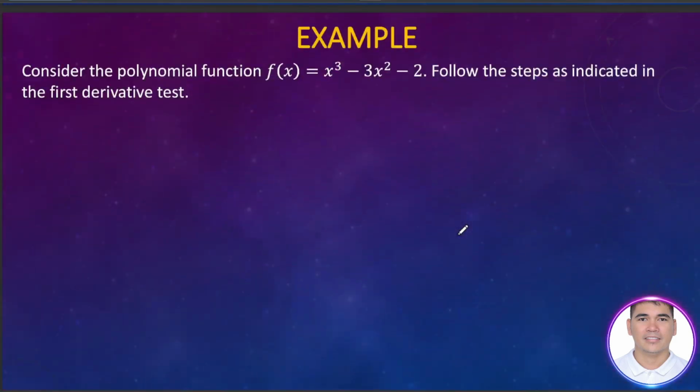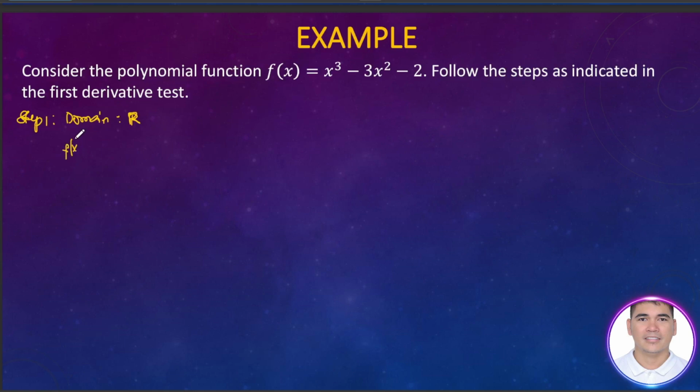Now let's continue to consider this first example. Consider the polynomial function f of x is equal to x cubed minus 3x squared minus 2. And we need to follow the steps as indicated in the first derivative test. For step 1, we're going to get first the domain. And we know in this given function, the domain of the function is what? All real numbers. And to determine its critical numbers, we get first the derivative.